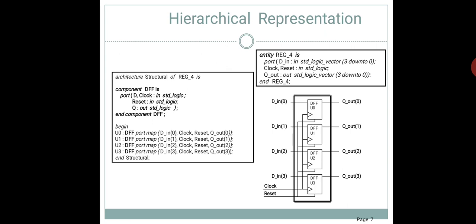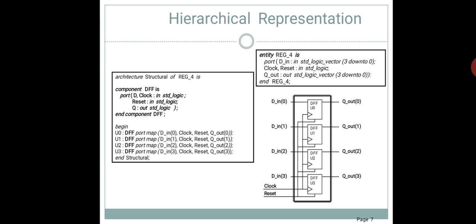So after the begin of the architecture, what we have to do is port map all this, or connect all these D flip flops according to the requirement. For mapping this D flip flop with different inputs and outputs, we have taken the port map statement. For writing this port map statement, we have considered the labels U0, U1, U2 and U3. You can take any name.